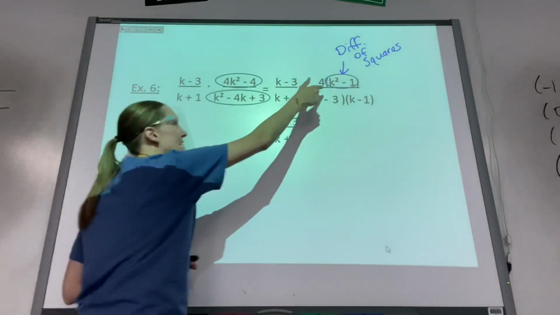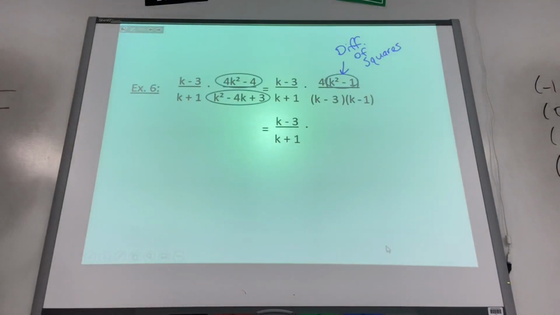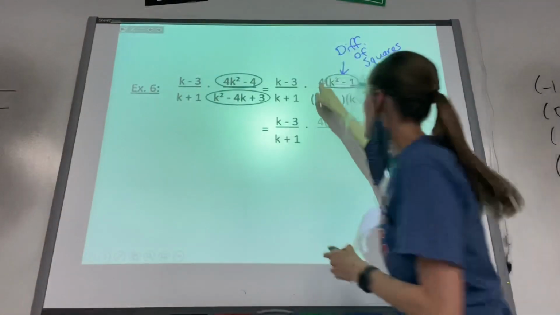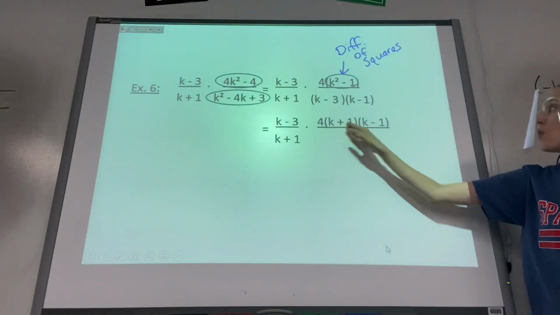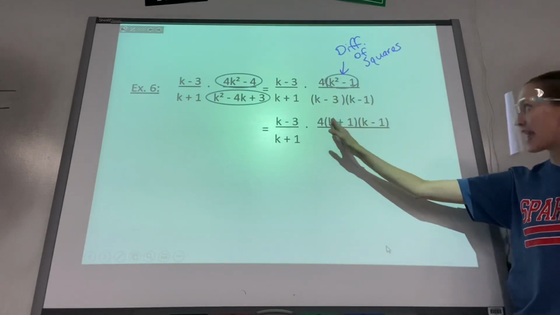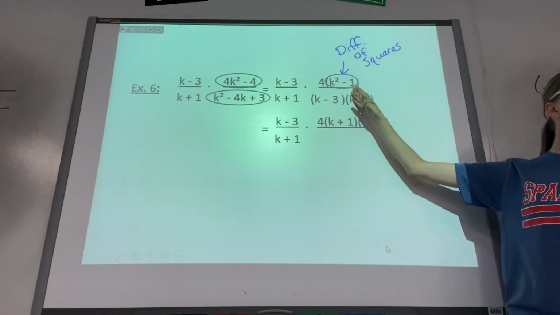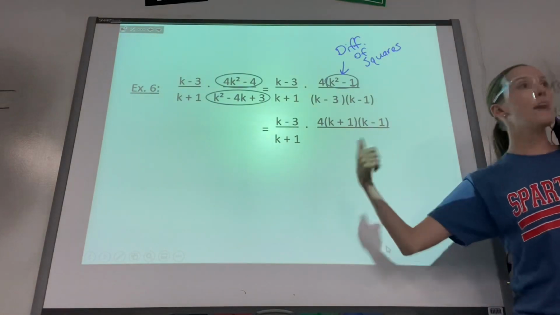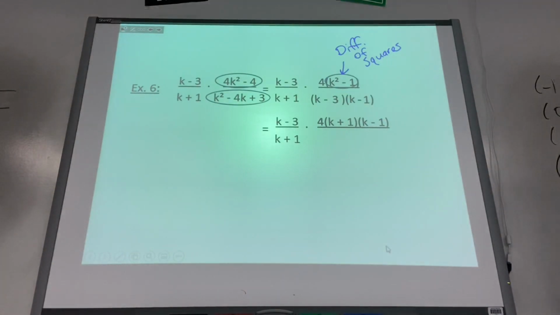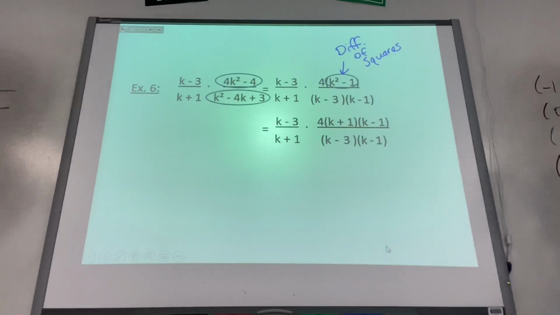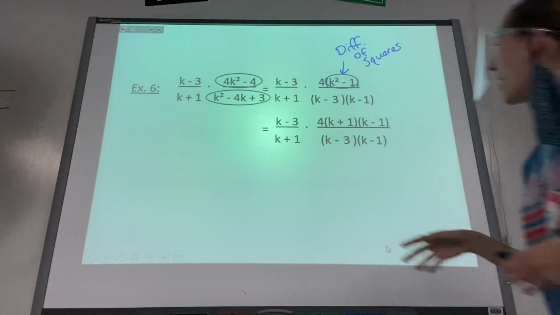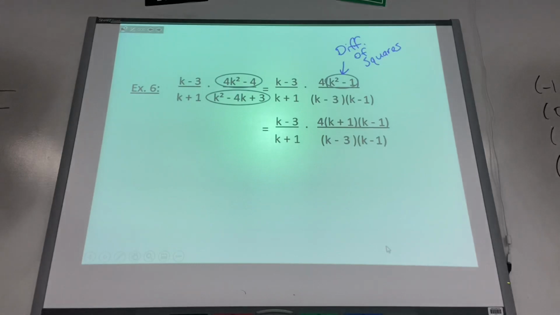But like I mentioned, k squared minus 1 is a difference of squares. Let's keep the 4 in front, and then what you square to get k squared is k. What you square to get 1 is 1. Make one of those a plus, one of those a minus. The bummer about these problems is that you have a lot of rewriting to do in each step. I'm going to go ahead and rewrite what we have on bottom there. And now I'll start to cross stuff out.